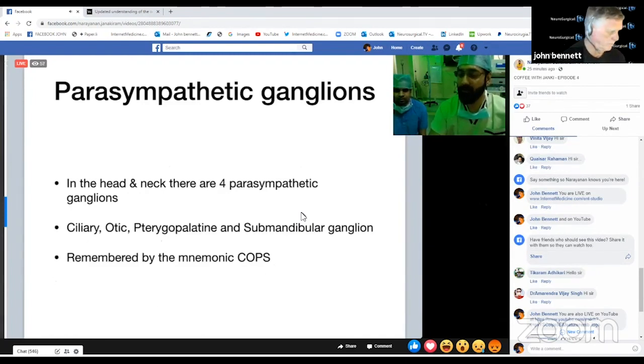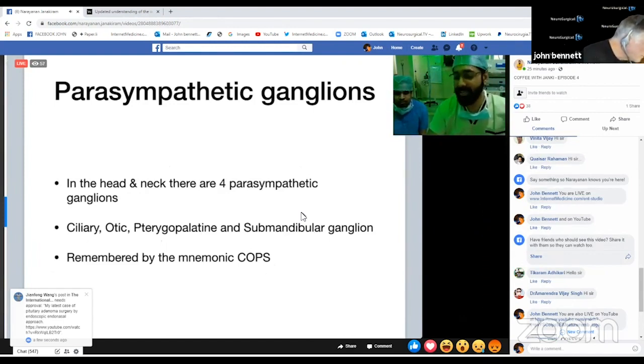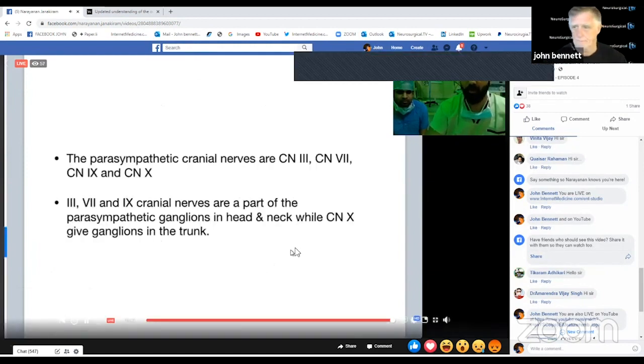And fourth is the submandibular ganglion. So you might be asked in your exam any one ganglion as a short note, or you can be asked as an essay, as you know, you can write the parasympathetic ganglia of the neck. So remember the mnemonic COPS, easy to remember: ciliary, otic, pterygopalatine and submandibular ganglion. So you can brilliantly remember this mnemonic COPS.